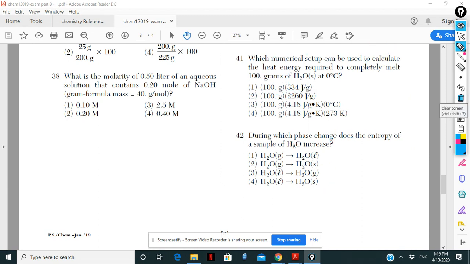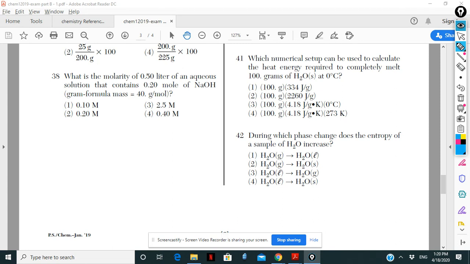Now, during which phase change does the entropy of the sample increase? The entropy is the greatest when it's gas and the least when it's solid. So an increase in entropy means I have to go from either liquid or solid to gas. That's an increase in randomness. Why is it increasing in randomness? Because the molecules are going to move freely, so they don't have any boundary.